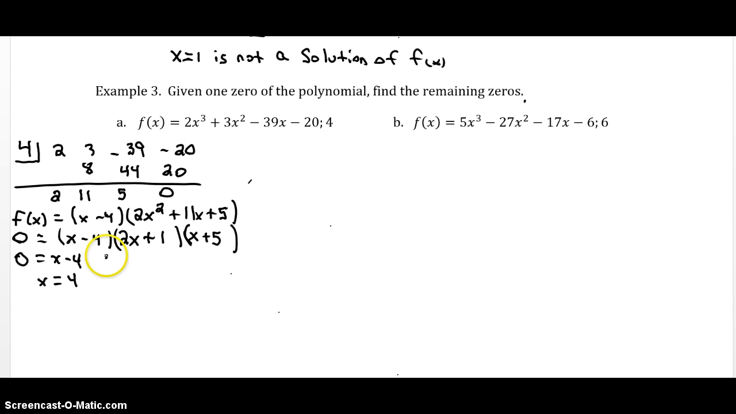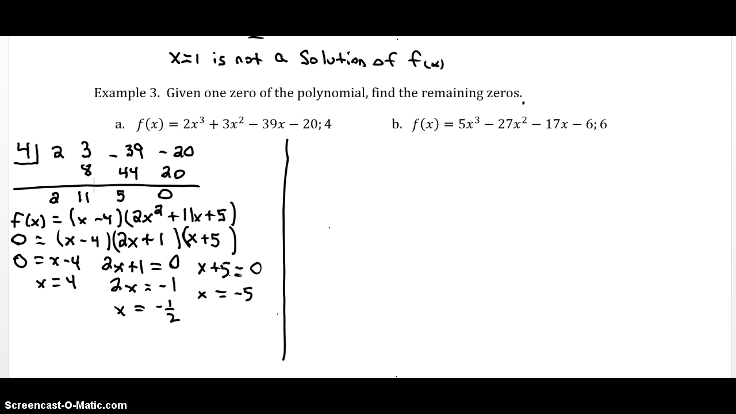Then I'll set 2x plus 1 equal to 0. First thing is subtract the 1 and divide by the 2. So x will equal negative 1/2. I'll also set x plus 5 equal to 0 and subtract 5 from both sides. So x equals negative 5. Those three are all solutions to my equation.